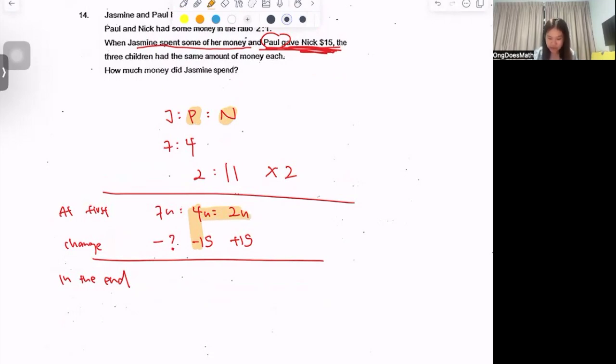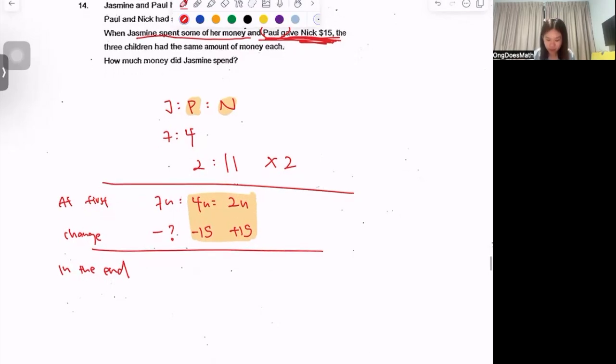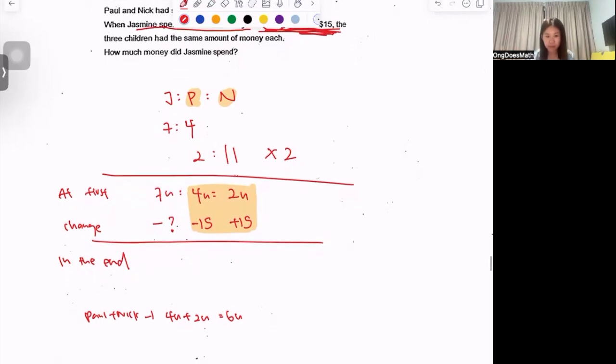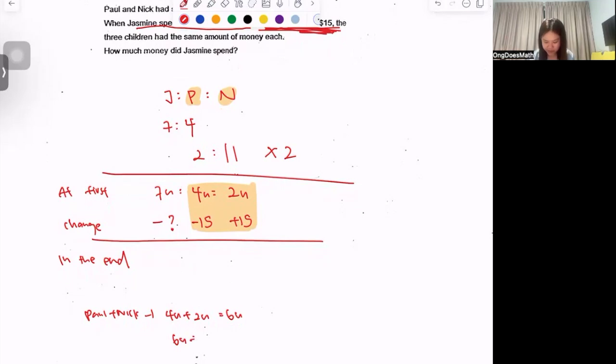So Paul initially started with 4 units and Nick started with 2 units. They end up with the same amount. Which means that one thing we can do is we try to collect from Paul and Nick, then we redistribute them equally to Paul and Nick so that they have the same amount. So in total, Paul and Nick have 6 units. Then we redistribute them, so that will just be 6 units divided by 2, which is 3 units. So in the end, Paul is supposed to have 3 units, Nick is supposed to have 3 units.